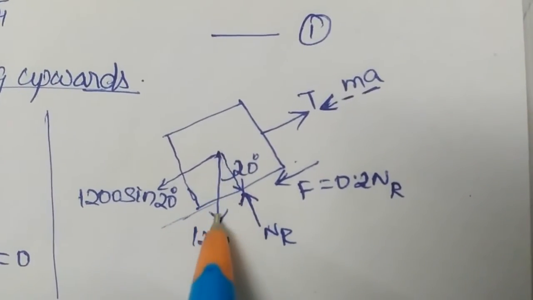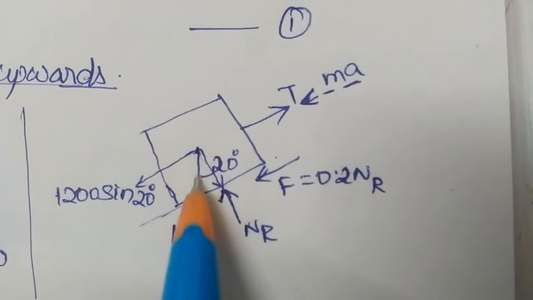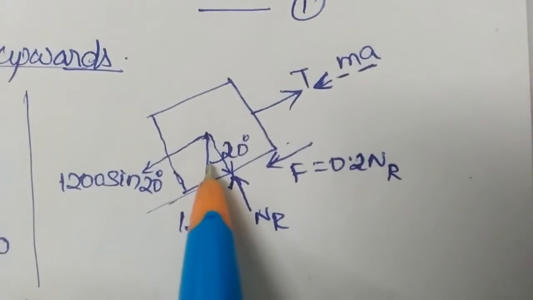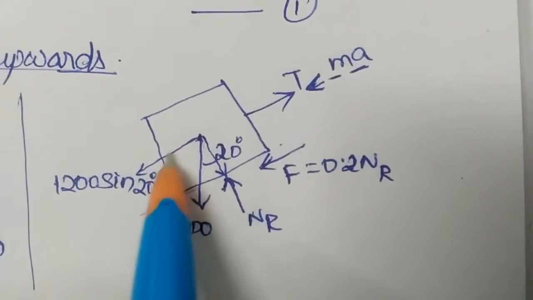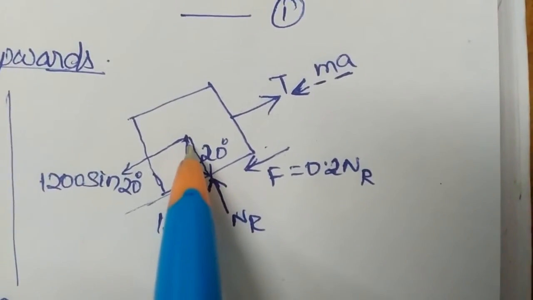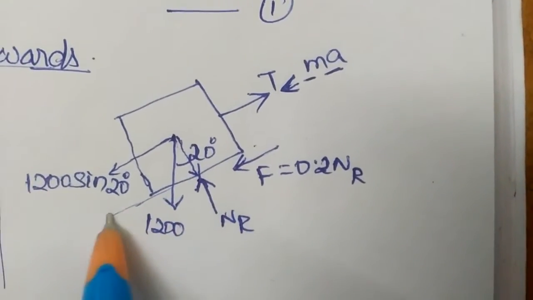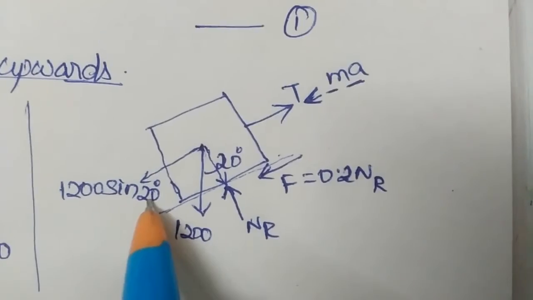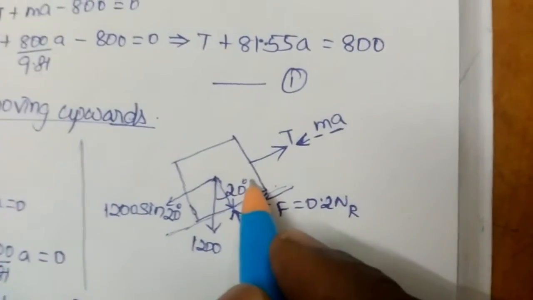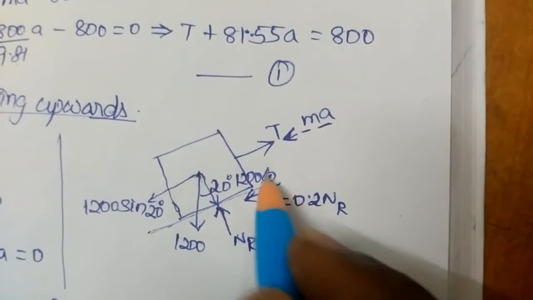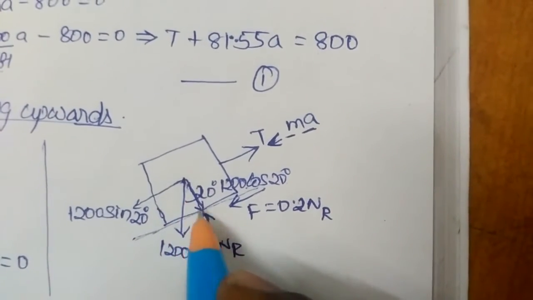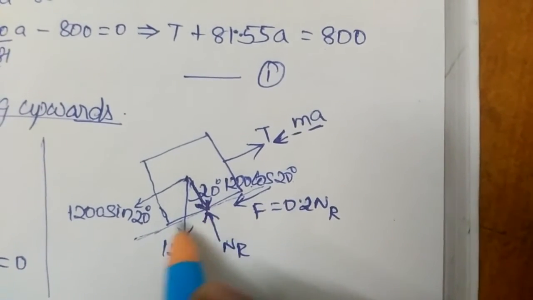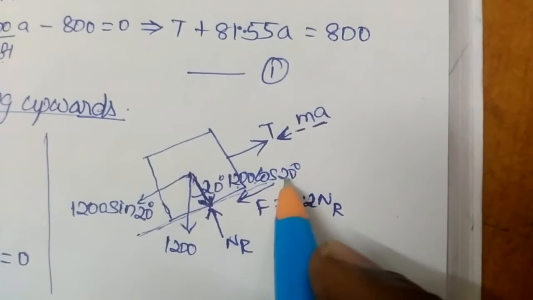So here 1200 Newton is acting vertically downwards, and this 1200 Newton has been resolved into one component parallel to this inclined plane, and another one perpendicular to this inclined block. So this will be 1200 into sine 20, and this perpendicular force will be 1200 into cos 20.